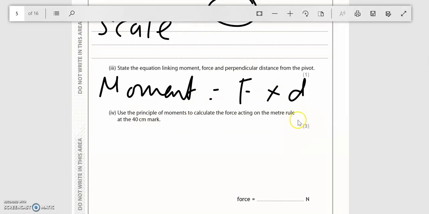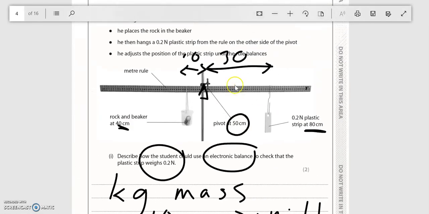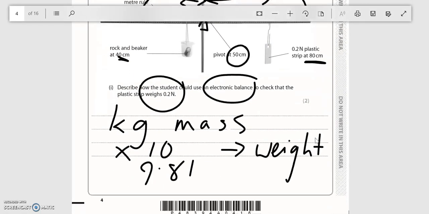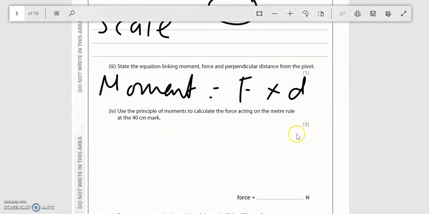So one of these 3 marks is for what we've already talked about here, which is realising that your distance on the anti-clockwise side is not 40, it's actually 10, and your distance on the clockwise side is 30 centimetres rather than 80. So that was what one of your marks was for automatically. So use the principle of moments.